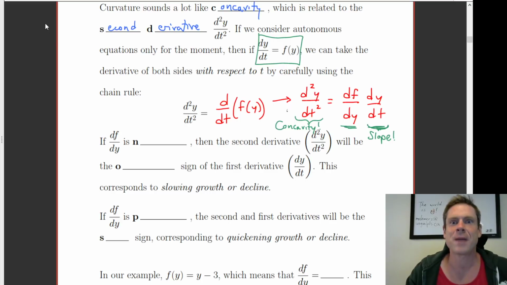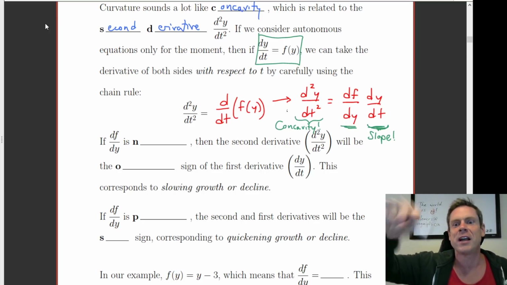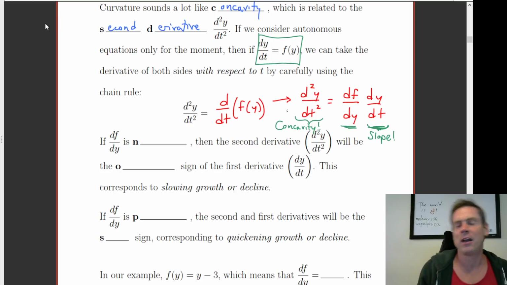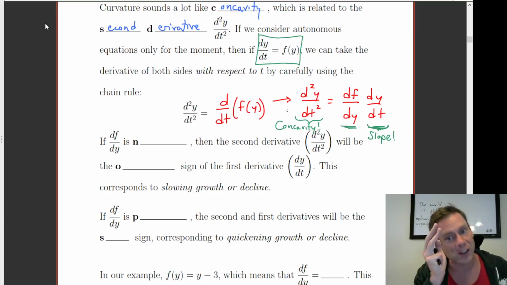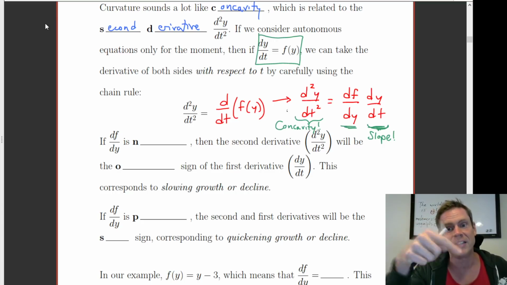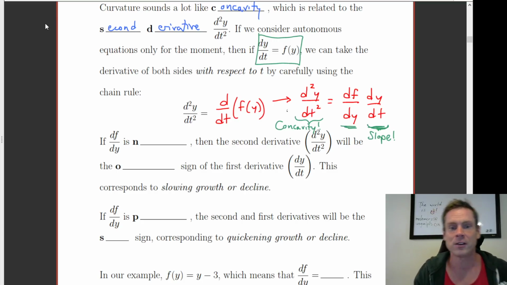Because it is a trap that students often fall into, right? If they want to find the curvature, they're like, oh, I just need the second derivative. I'm going to differentiate, I'm going to find df dy, and oh, where it's positive, it's concave up, and where it's negative, it's concave down. That's not true, because it's the concavity, that d squared y dt squared, that's what concave up and concave down are. Again, df dy is like a connector that describes the relationship between the slope and the concavity, okay?